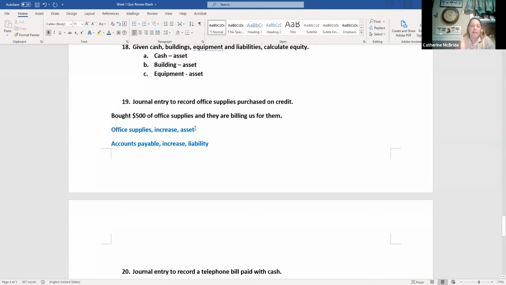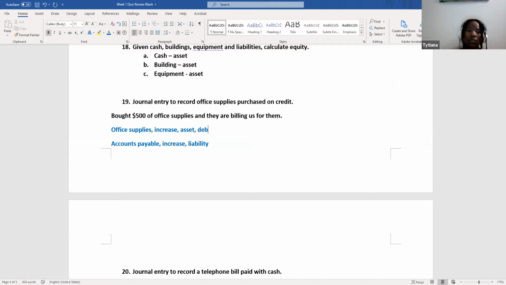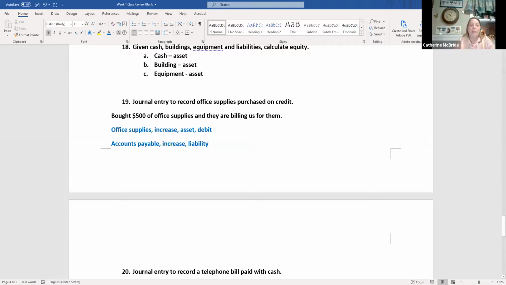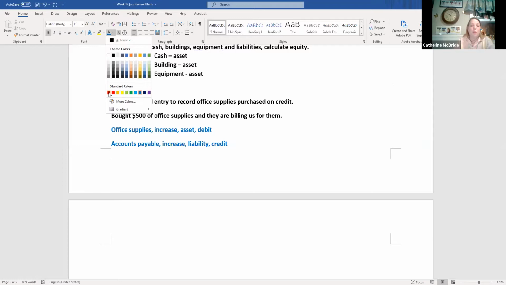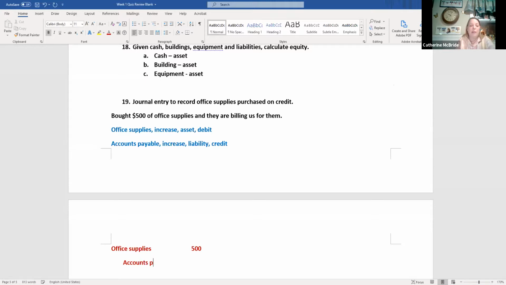If I increase an asset, do I debit it or credit it? Debit. If I increase a liability, do I debit it or credit it? Credit. Okay, so now we are still going to debit office supplies. So in both journal entries like this, office supplies was the debit because we came home with those. The difference was before we paid cash, so we reduced cash. Now we're increasing a liability.